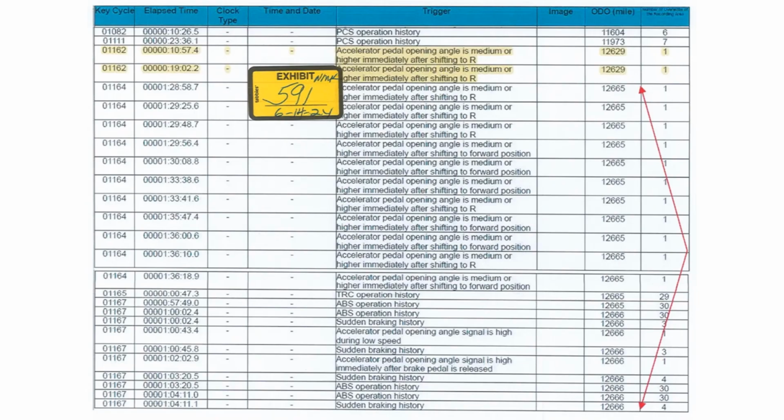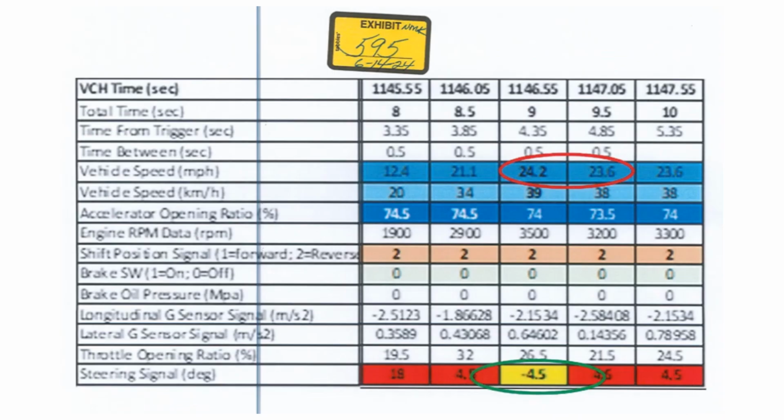But let's dive further into this. So they're stating this is the information from key cycle 1162, and it talks about the vehicle speed being 24.2 miles per hour.